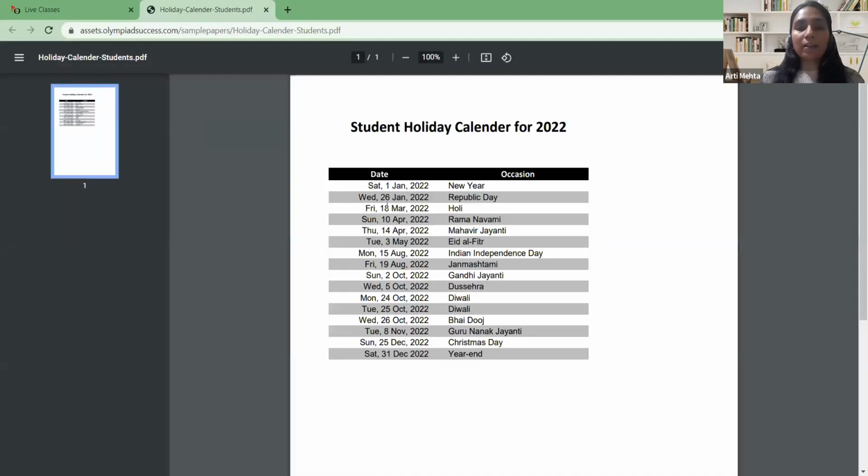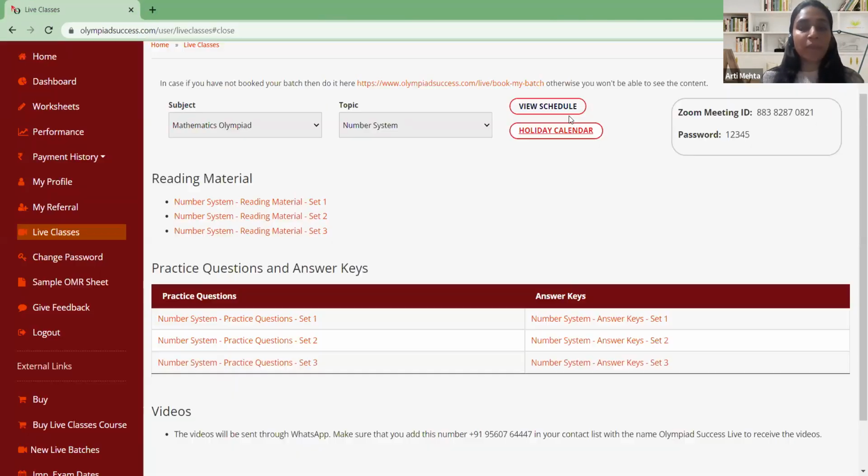So here you can see the dates. On all these dates, the classes will not be conducted. The latest, if I see, 14th of April, this is Mahavir Jayanti, so no classes will be conducted on this date, right? And finally, the Zoom meeting ID and password. We would be putting some real Zoom meeting ID and password over here for you to access the class. Whenever there is a class, you have to join using this meeting ID and password.